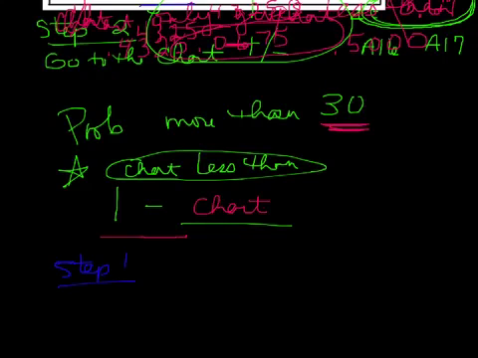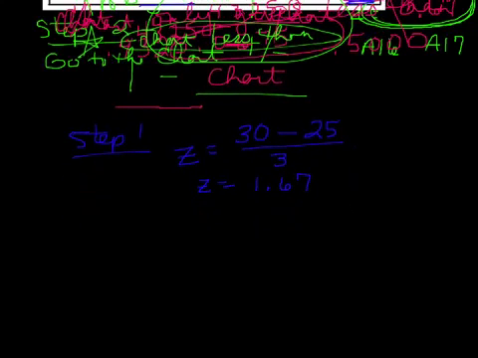Okay, first, step 1. Find the z-score. The z-score is my x value, that's what I want the probability of, minus the mean. The mean was 25 pounds for the beagles, divided by 3. So you do that in your calculator. Make sure you're rounding to 2 decimal places. That gives you a z-score of 1.67 when you round to the nearest hundredths. That's step 1. Step 2, go to the chart.